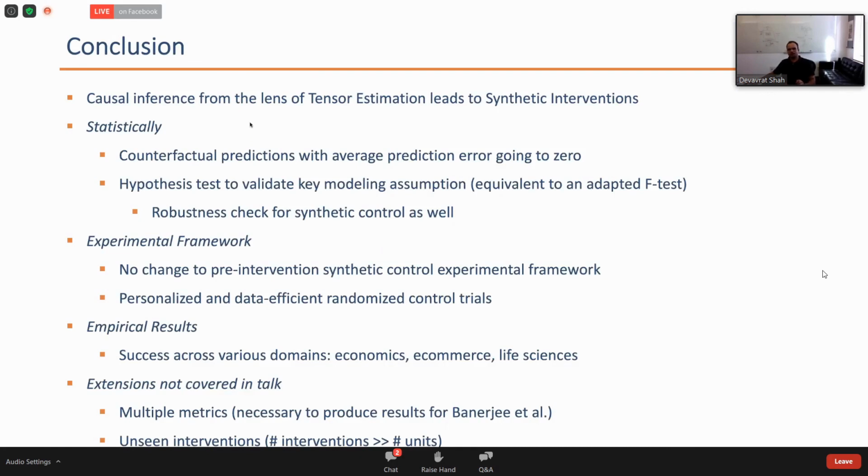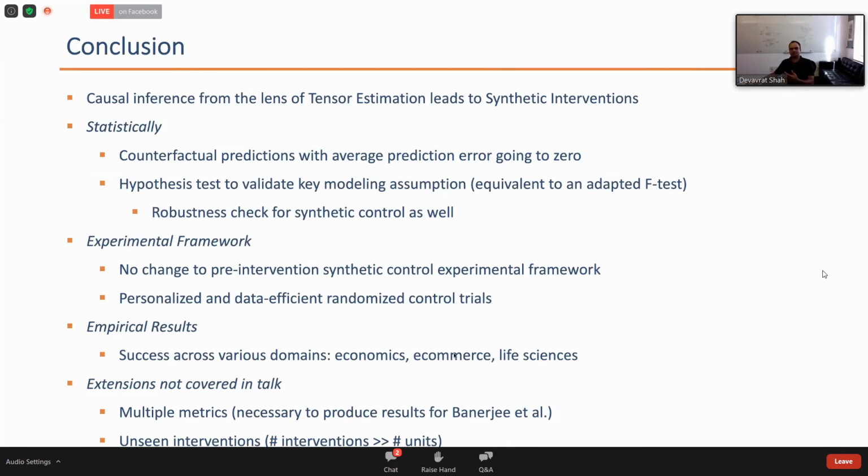So as I mentioned, if nothing else, please take one thing away: tensor estimation is an excellent lens for synthetic intervention or causal inference. And synthetic intervention is just one method, but there might be many things that are hidden once we start unraveling this connection. In this talk, I told you about the method of synthetic intervention, which is statistically meaningful under a tensor factor model. There is a nice hypothesis test. We looked at a bunch of experimental case studies, primarily in policy evaluation.